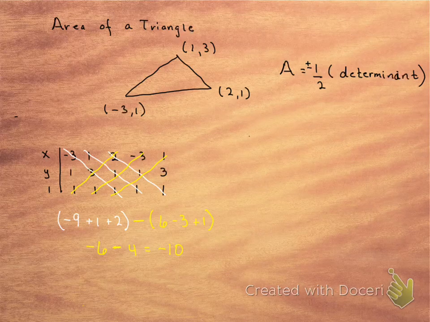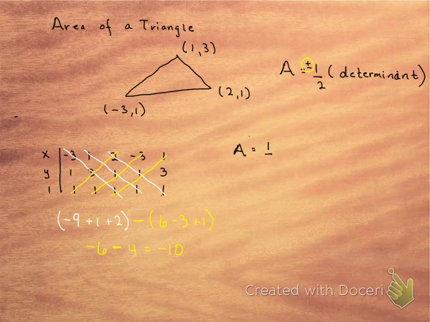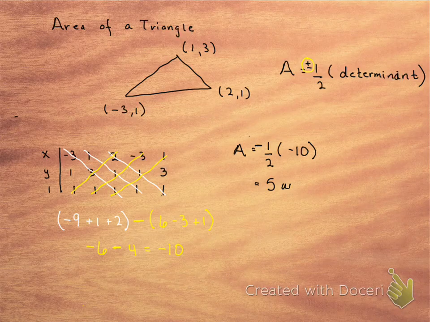But if you look at your area formula for your triangle, you have that area is equal to plus or minus the 1/2 times the determinant, because you know that area is a value and it is not negative. Okay, so the area will be the negative of that -10. So area will equal 1/2. So we'll say -1/2 times -10, which will end up giving us a +5. Okay?